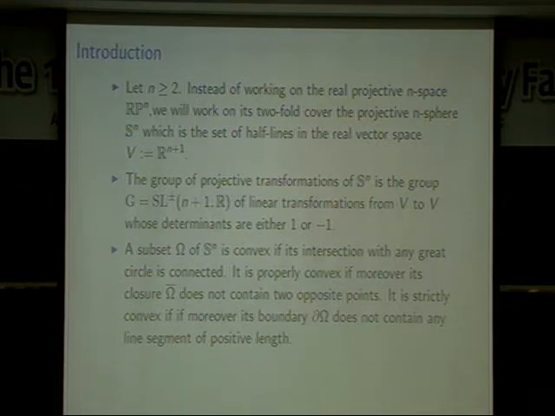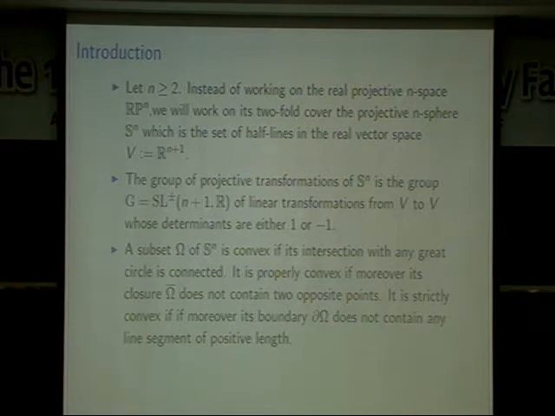Introduction. Much of the introduction will be almost the same as the introduction of Mr. Lee's. We work on S^n, which is the two-fold cover of the real projective space, and which is the set of half-lines in the real vector space R^(n+1). The group of projective transformations of S^n is the group SL plus minus n plus 1 R, linear transformations from R^(n+1) to R^(n+1) whose determinants are either 1 or minus 1.